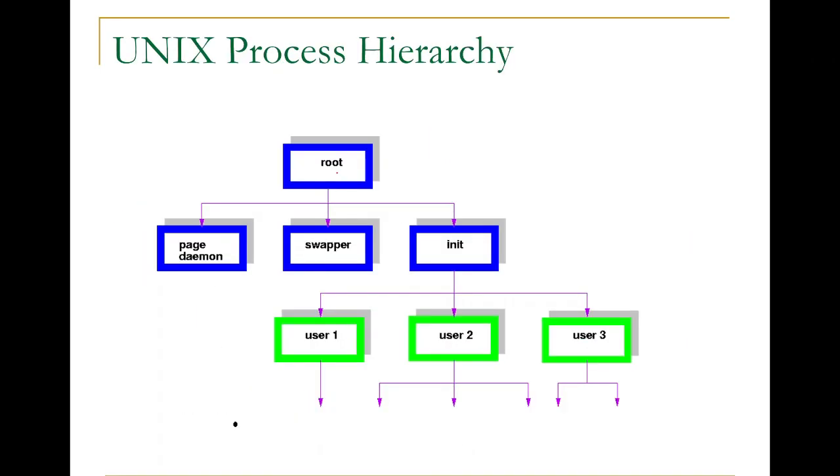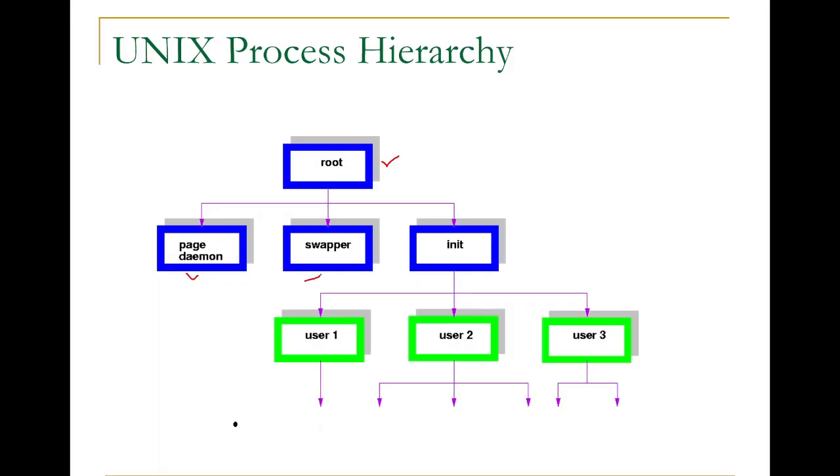This is an example of the Unix process hierarchy. In it, you have the core user, which could be the root. The root is usually the primary user. Then you have the page daemon, the swapper, and init. The page daemon deals with pages. It manages the different pages involved in every process. Every process is a page which has been created, and that page will be moved into main memory.